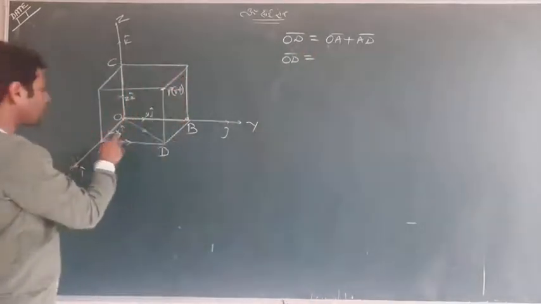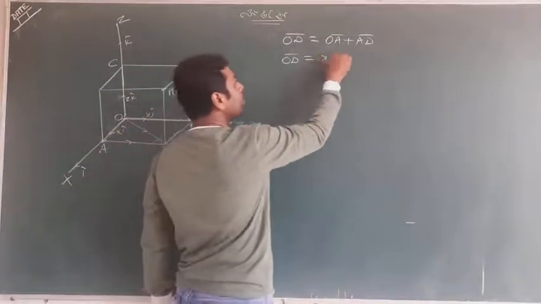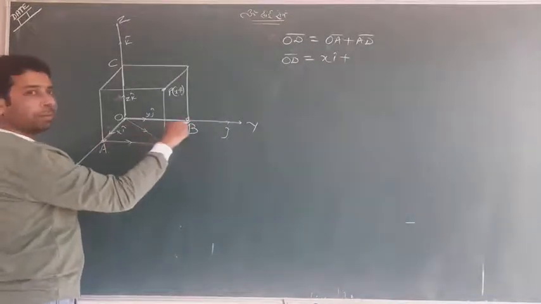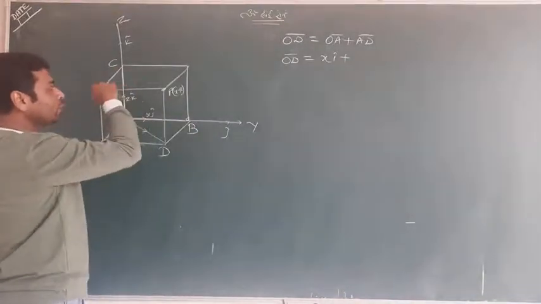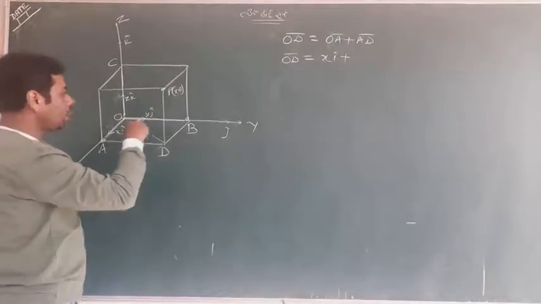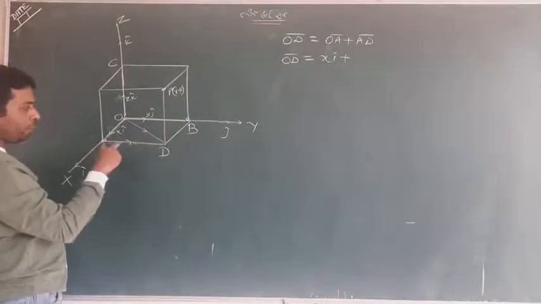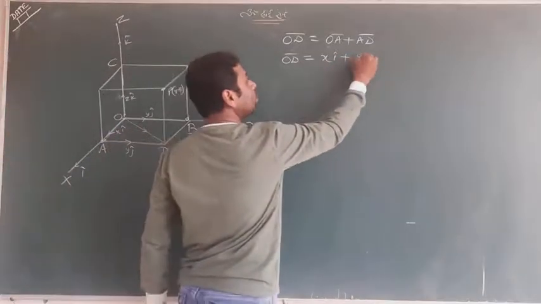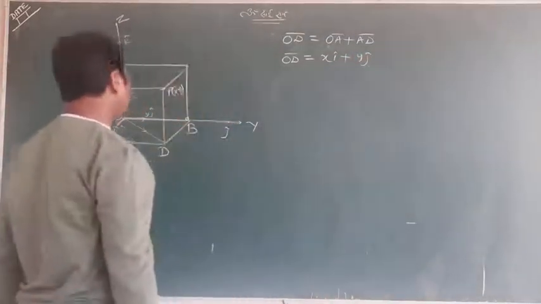So what is OD? OA is xi cap. And AD, you know it, AD is equal to OB. And all these horizontal ones are the same, in the same direction. So this is yj, none else but yj, same. So it is yj. Now you have found OD.